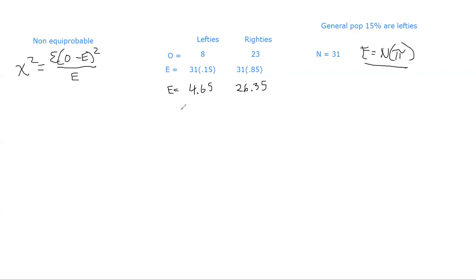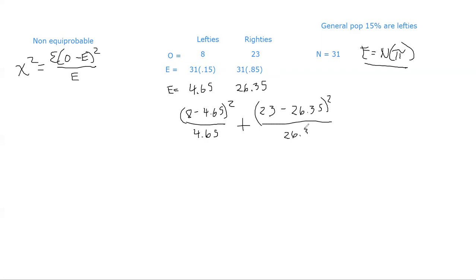So let's go ahead and do that. For our first group here, we have 8. Wow, it doesn't look like an 8 at all. We have 8 minus 4.65 squared, all divided by 4.65. And then to that, we're going to add the difference of 23 compared to our 26.35. We'll square that and divide that by 26.35.